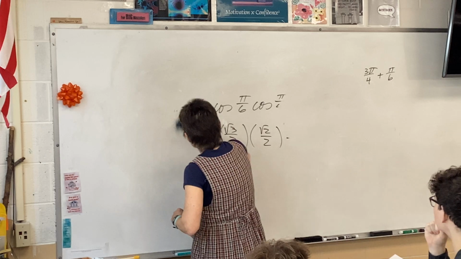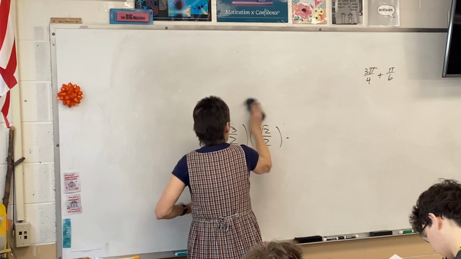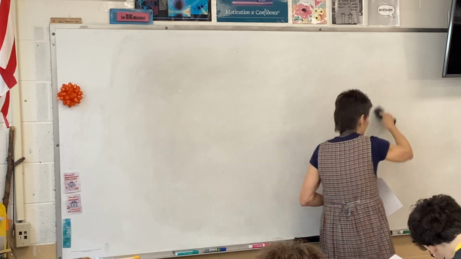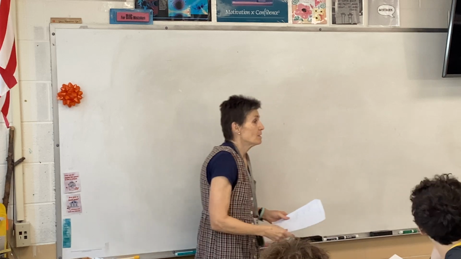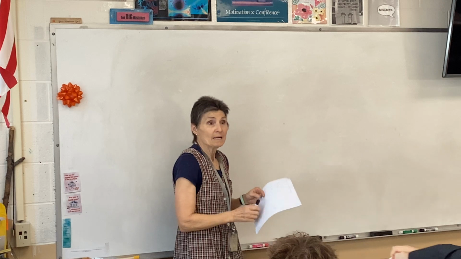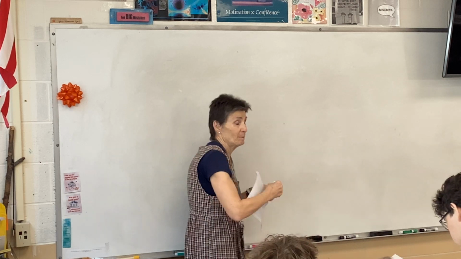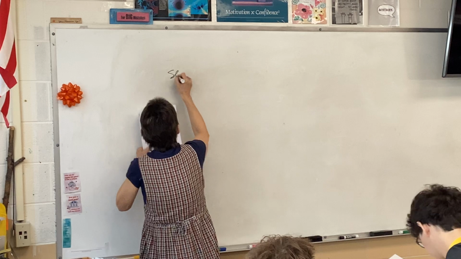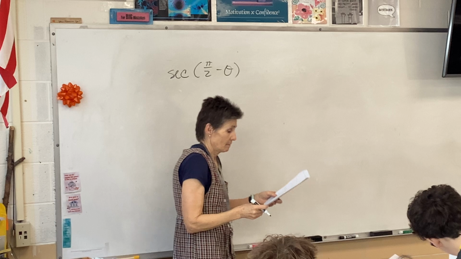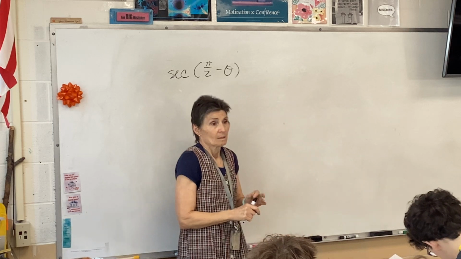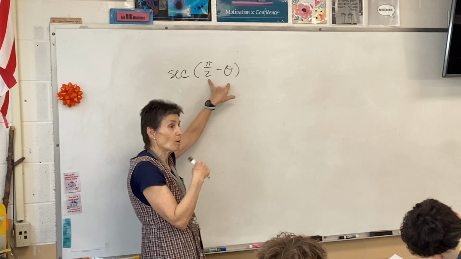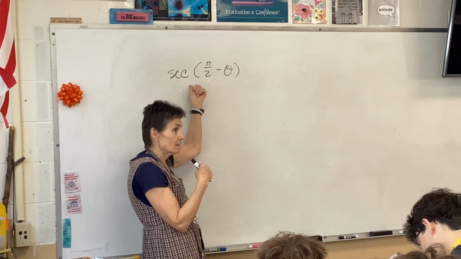Whenever you see the sine of an addition or a subtraction, or the cosine of an addition or subtraction, you should immediately think alpha and beta. All right? Now, let's look at problem B. Secant of pi over 2 minus theta. I see that and I'm thinking alpha minus beta, but the problem is, it's a secant.